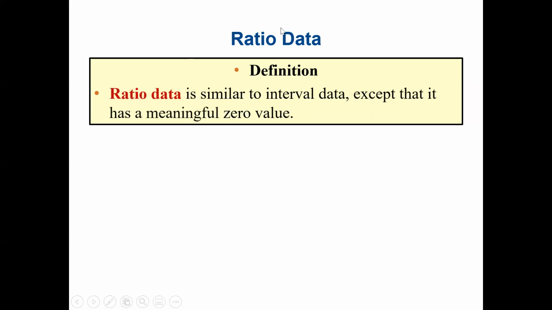And the last one, the 4th one, is ratio data. Ratio data is similar to interval data, except that it has a meaningful 0. So if my bank account is 0, it means I don't have any money. But if the temperature is 0, it means it's cold, so it's not meaningful. So that will be an interval.